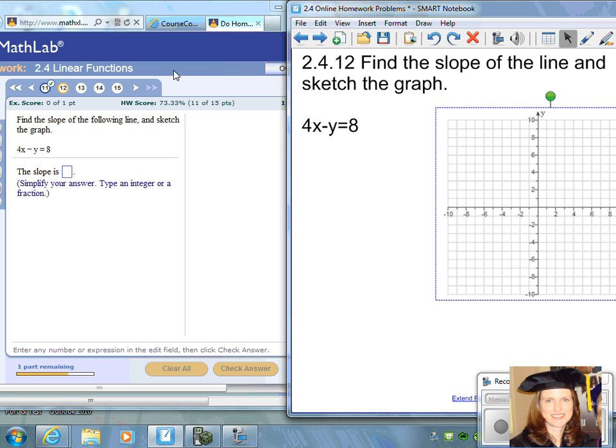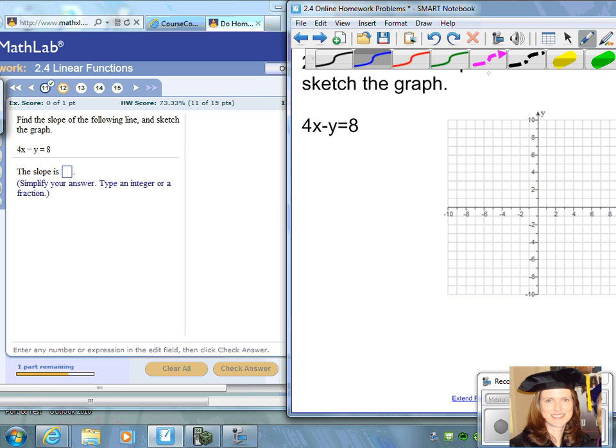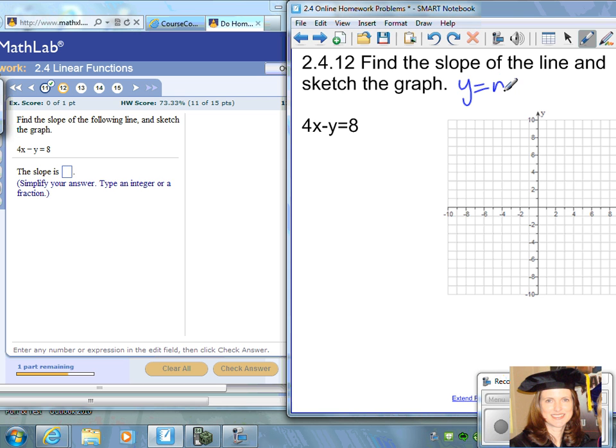Number 12, find the slope of the line and sketch its graph. We're going to get this in the form of y equals mx plus b. We want to write it like that, y equals mx plus b. In order to get it that way, we need to do some algebra here.